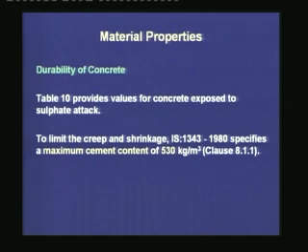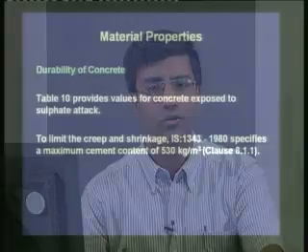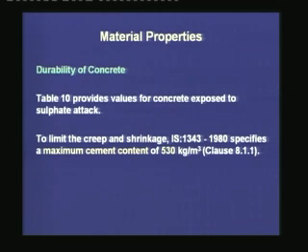Table 10 of the code provides values for concrete exposed to sulfate attack. That means this is a special table which is required if we suspect that the concrete can be exposed to sulfate attack. We cannot increase the cement content without a limit, because if we have very high cement content, then the chances of shrinkage and creep also increase. To limit the creep and shrinkage, IS 1343 specifies a maximum cement content of 530 kg per meter cube. Thus, under moderate conditions, the range of cement content is from 300 to 530 kg per meter cube of concrete.